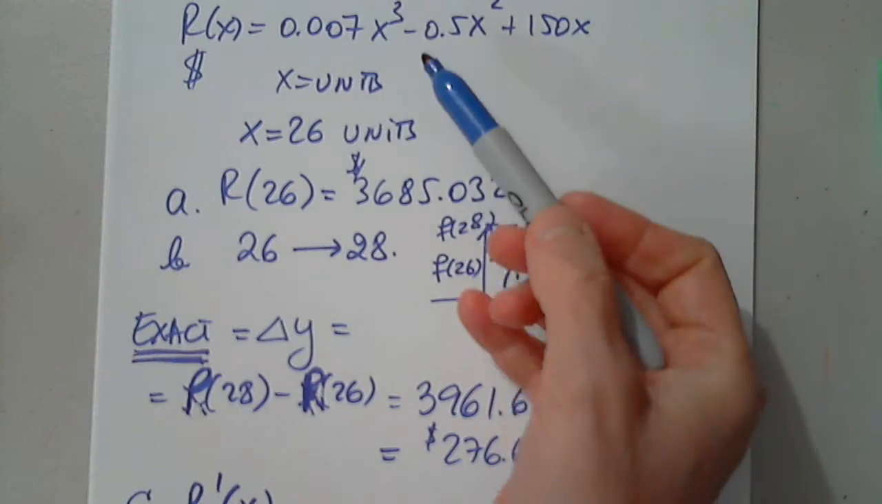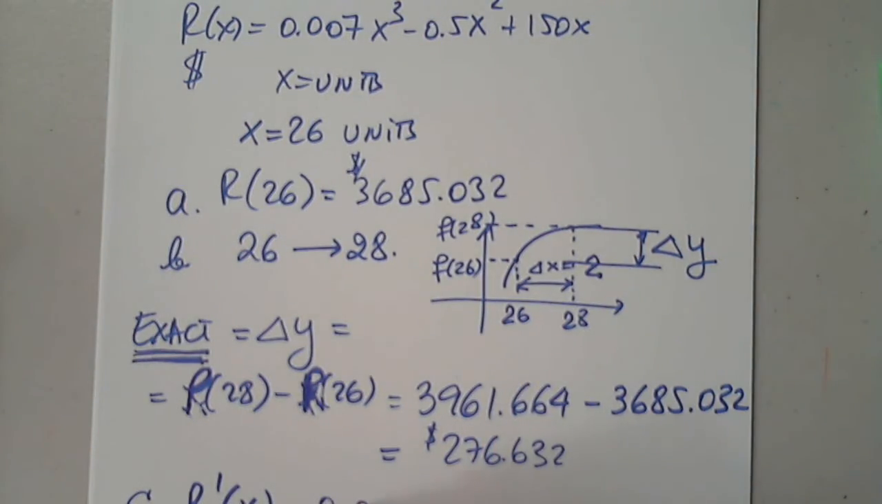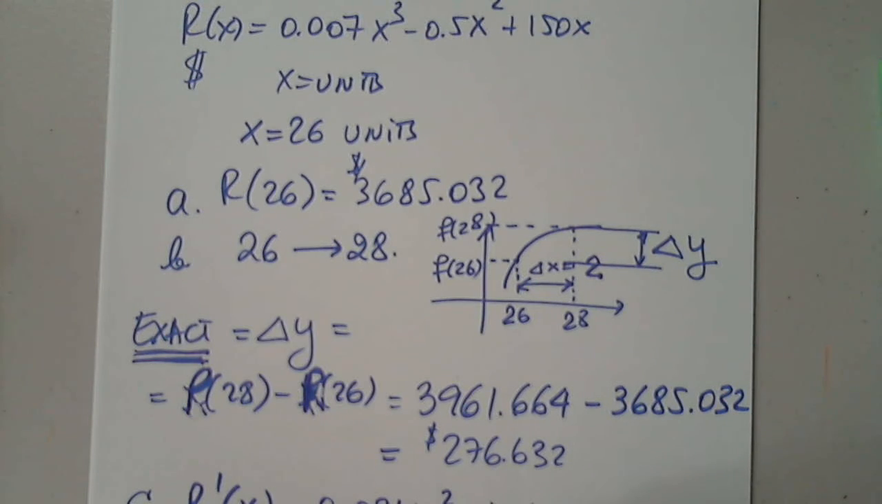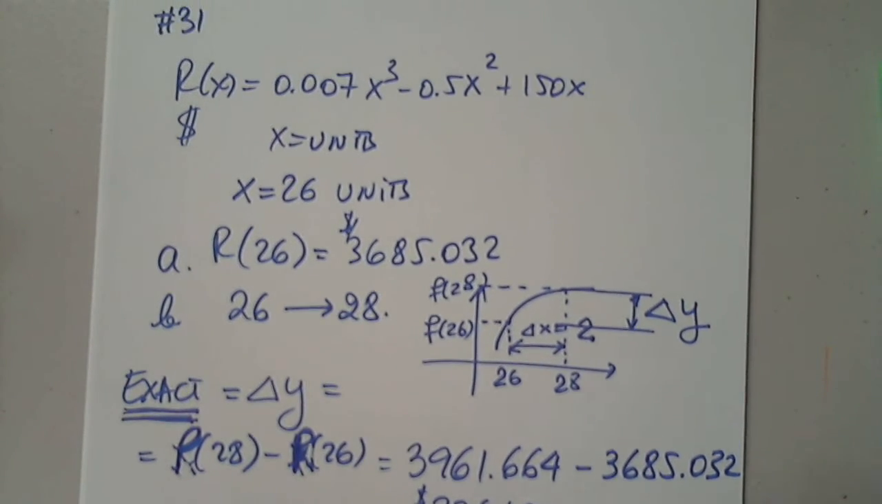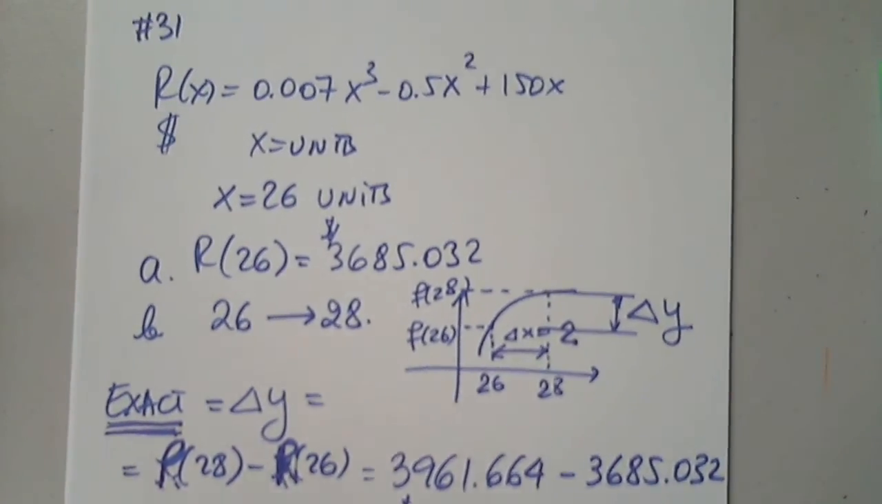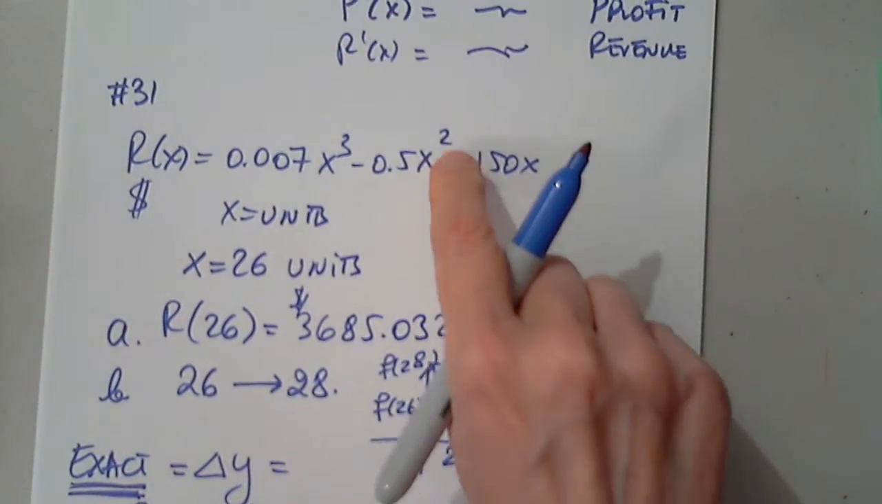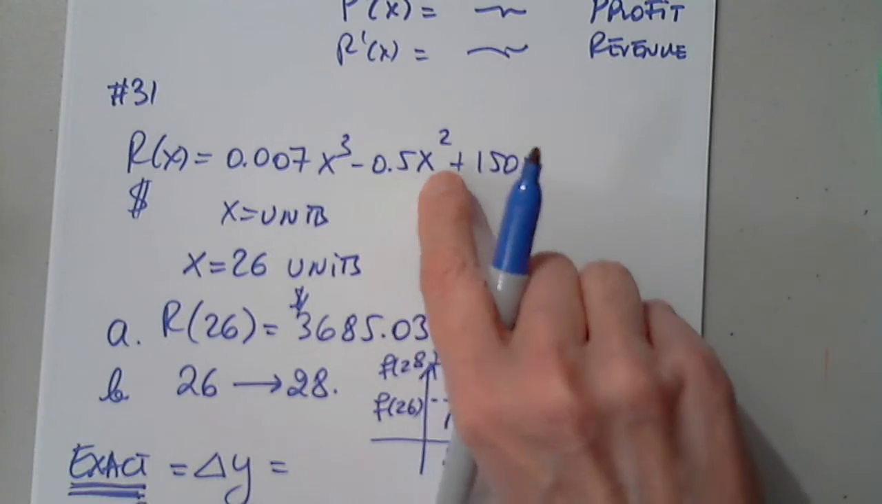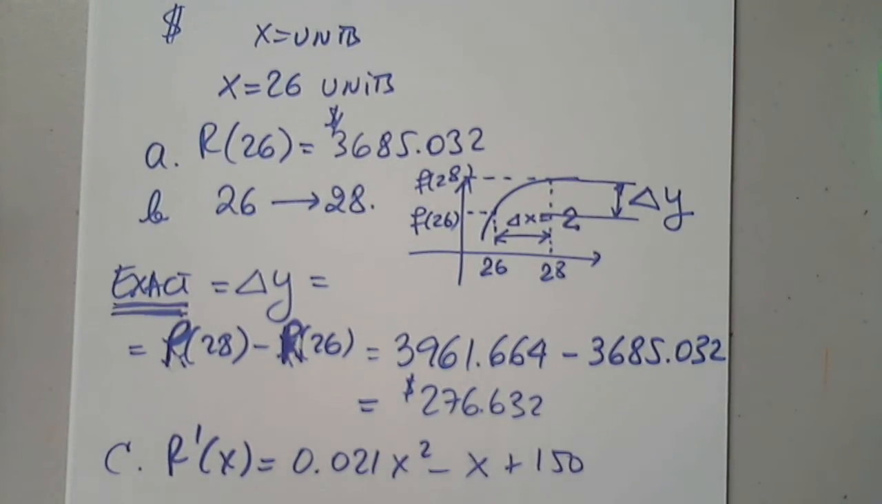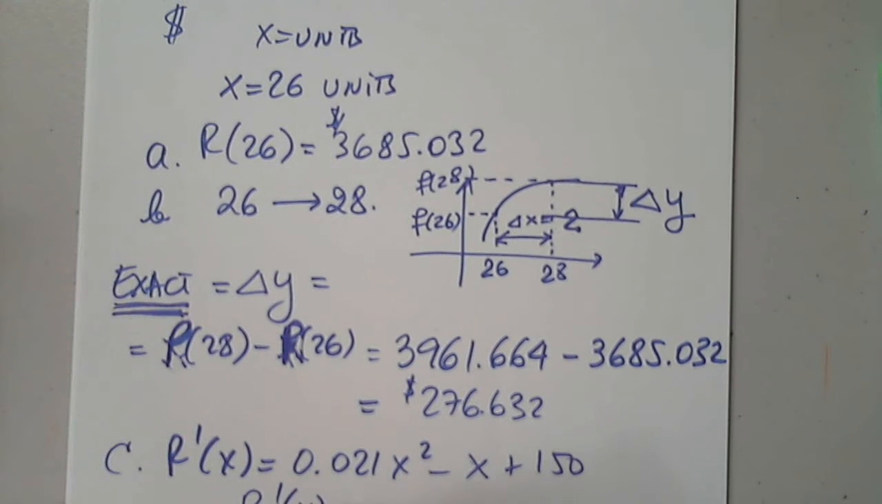No problem at all. So 0.021x squared minus x plus 150. Bring down 3, multiply by this, 0.021, subtract 1 from the power, multiply, get -1, x, differentiate, 150. Excellent. Now they want us to find R prime of 26. That's what they want. Fine.